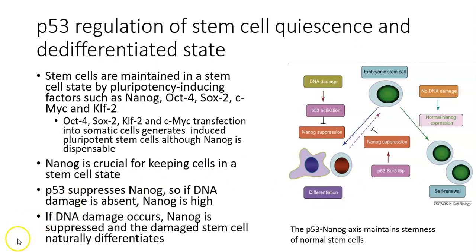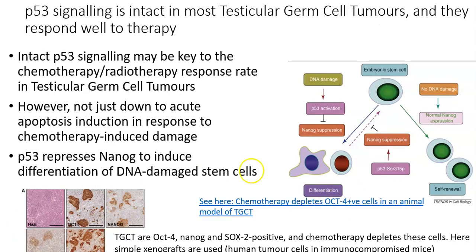stem cell-like cells. And this is shown here with respect to testicular germ cell tumours. These are particularly interesting because they are generally p53 intact, and they're incredibly sensitive to radiotherapy and chemotherapy. So it's not just down to the acute apoptosis induced by DNA damage.